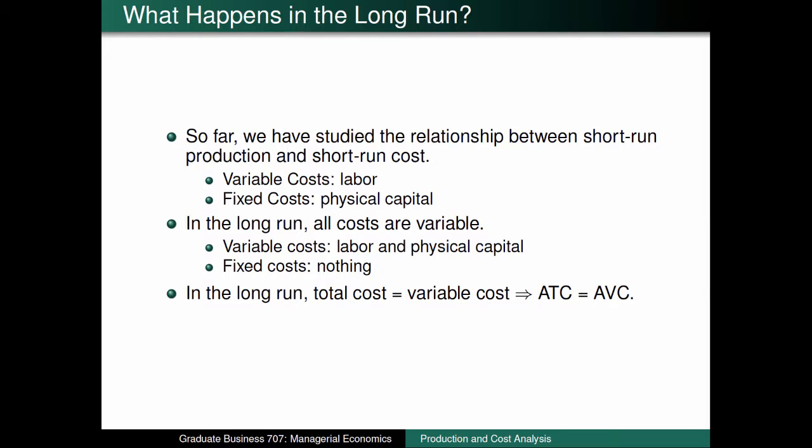Recall from the first recording that the short run is the time period in which managers can change the amount of workers, but the number of machines must stay the same. As such, we associated variable cost with the cost of workers and fixed cost with the cost of machines. In the long run, we allow the manager to change both the amount of workers and the number of machines. In other words, both the cost of labor and the cost of capital are variable in the long run. Indeed, there is no such thing as fixed costs in the long run.